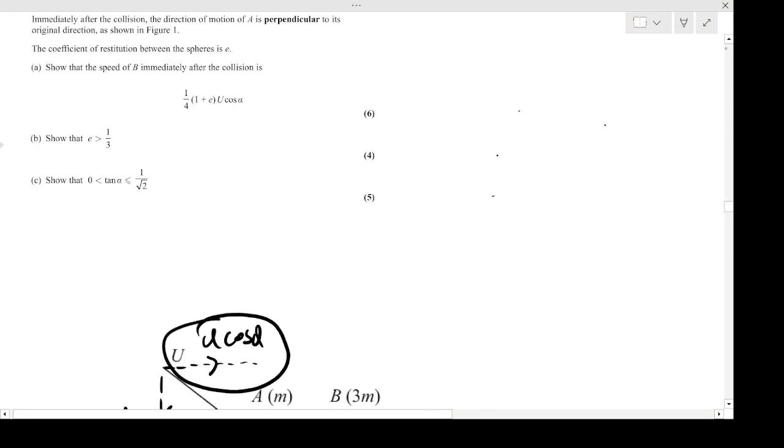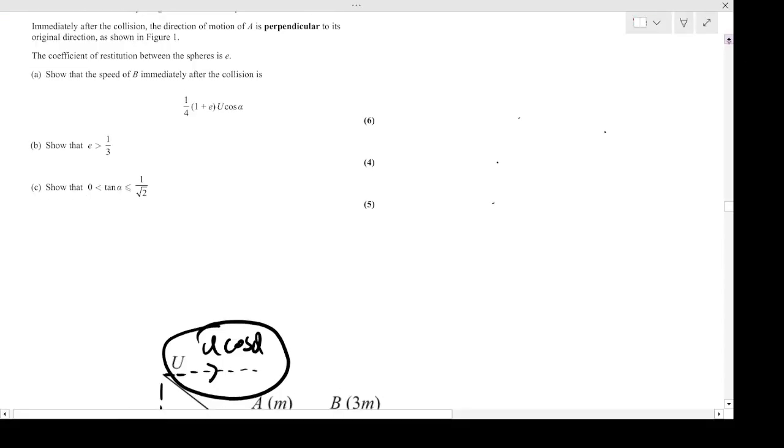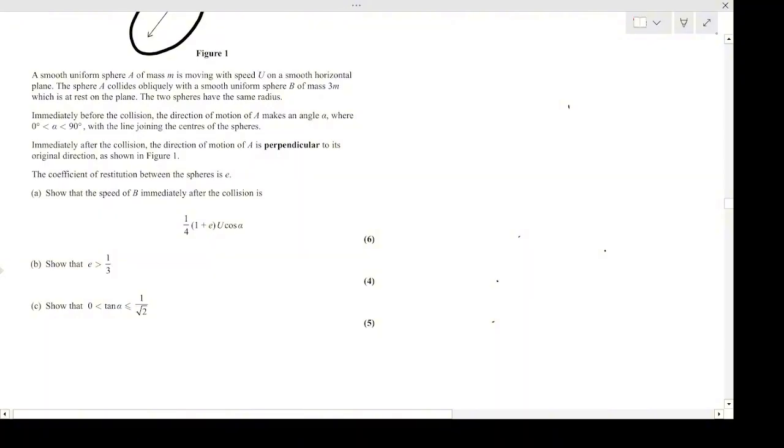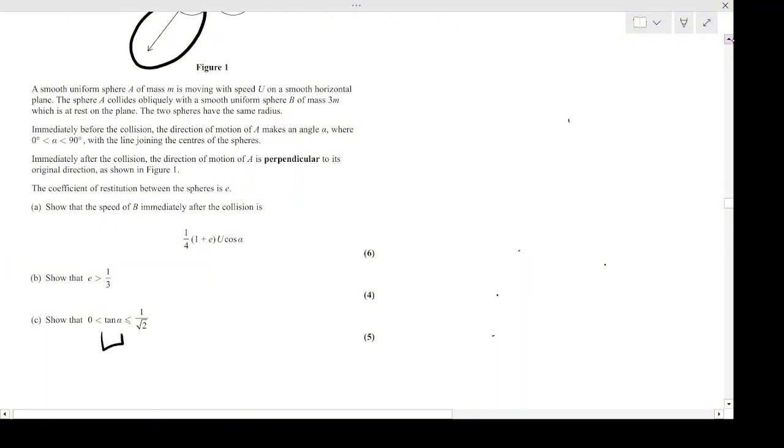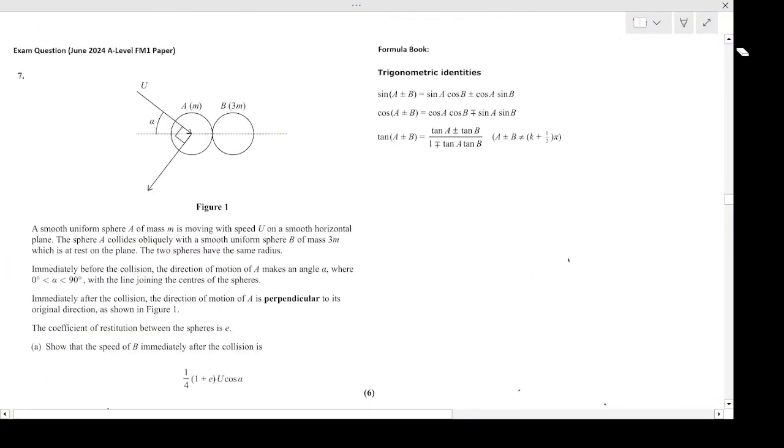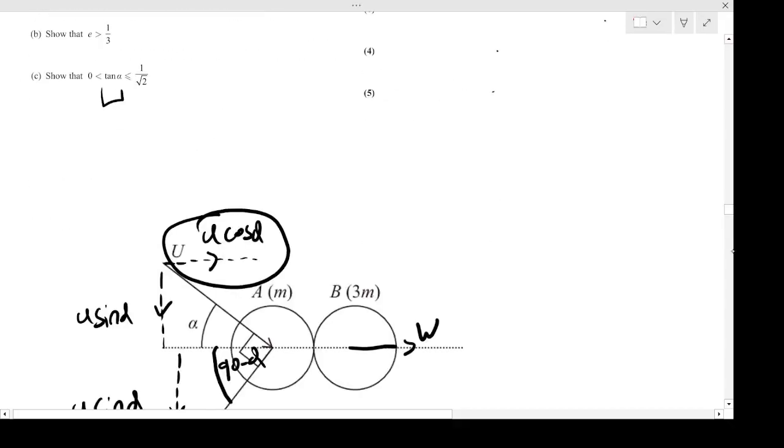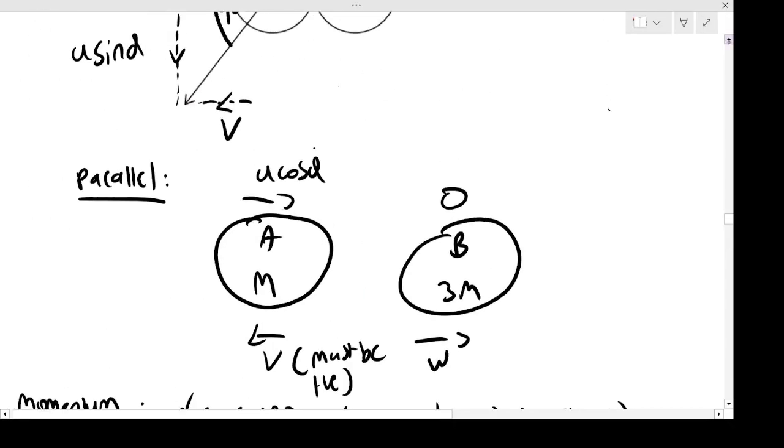Now we've got the final part. So now we need to show that 0 is less than tan alpha, and it's less than or equal to 1 over root 2. Again, how on earth are we going to get to that? Well, the key giveaway is that it's talking about tan alpha. Okay. So we're going to need to consider the angles, right?